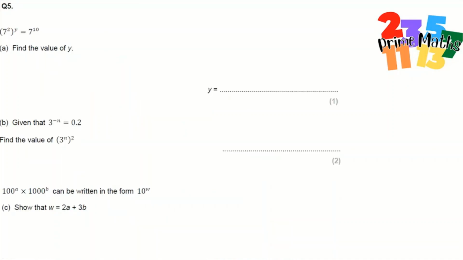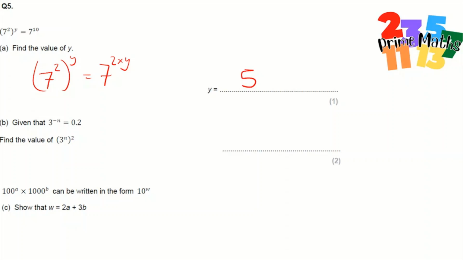Question 5 is on our indices rules. It wants us to work out the value of y. It's very common on calculator papers that they won't ask you to just do some simplification, but might make you work backwards slightly. So 7 to the power of 2 to the power of y is the same as 7 to the power of 2 times y. We know that must be 10, so the value of y is 5.